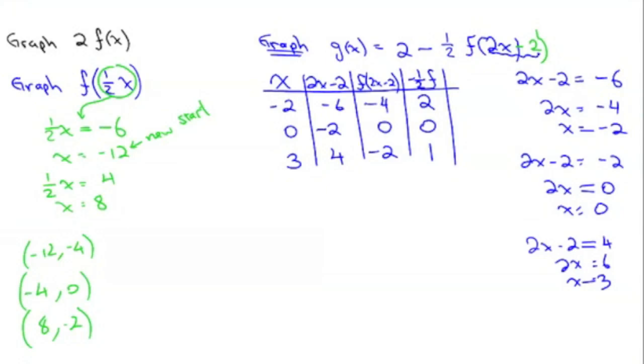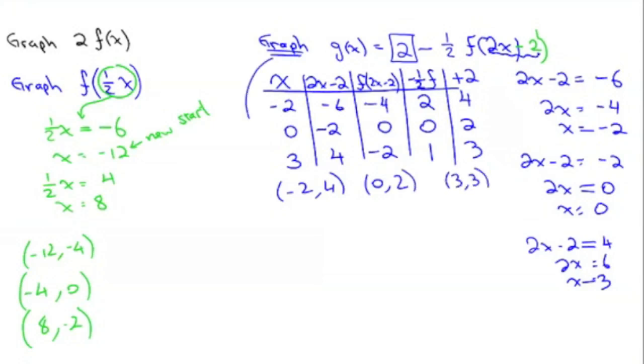What's the last thing I want to do? Plus 2. The last thing we're going to do is that shift up or down, in this case, up. So 2 plus 2, 0 plus 2, and 1 plus 2. These are the coordinates we're going to plot: negative 2, 4; 0, 2; 3, 3. Taking the x coordinate from the far left and the y coordinate from the far right.